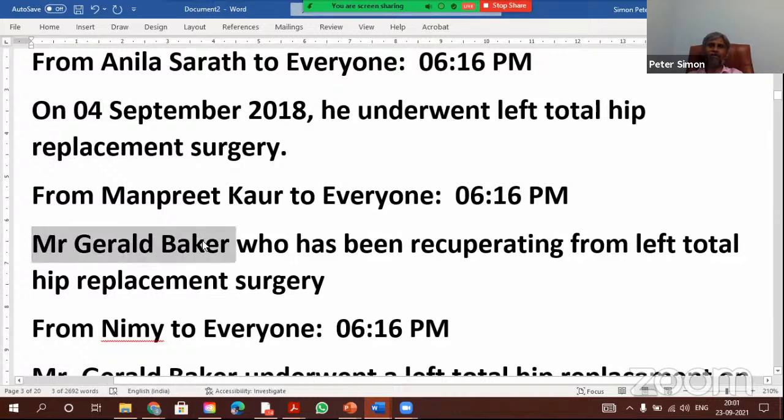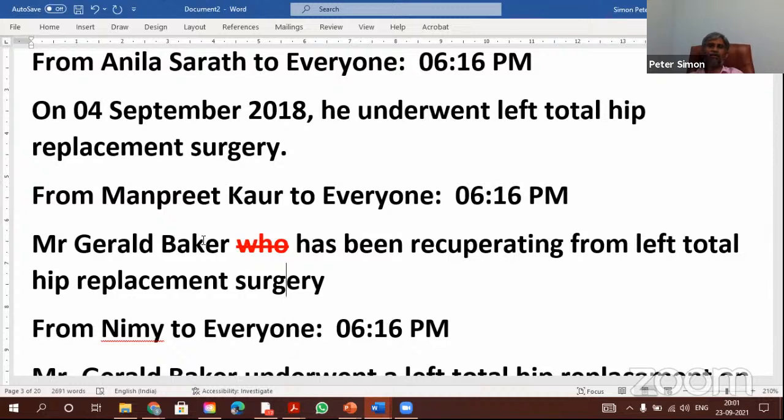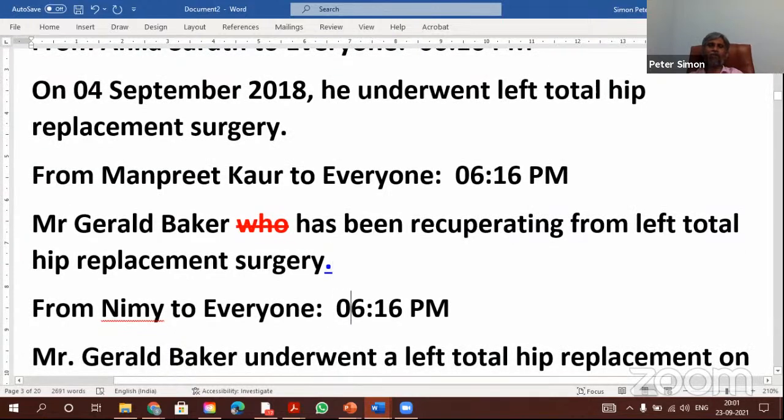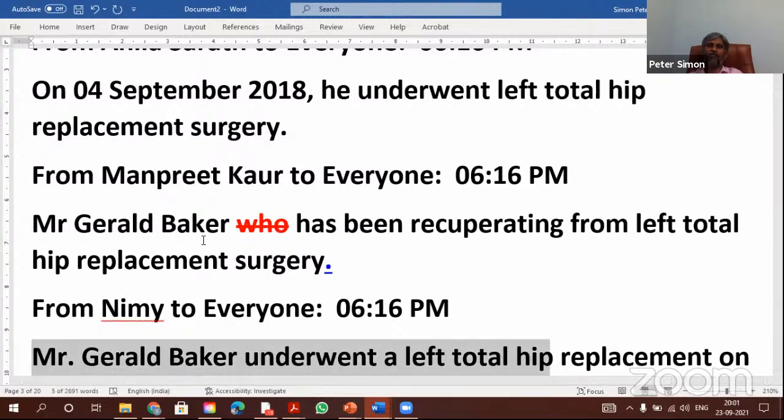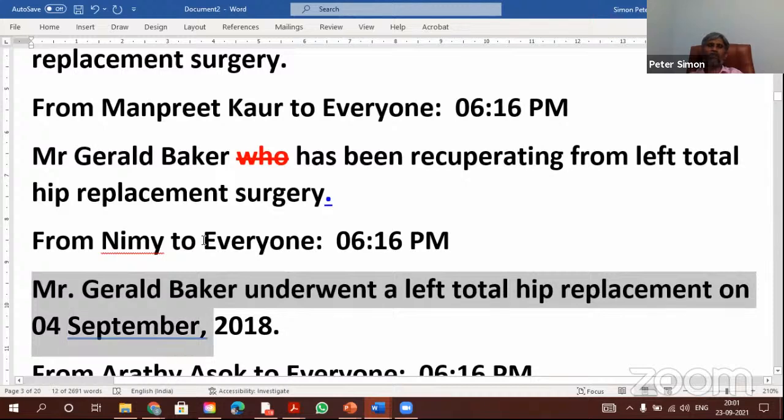Manpreet Kaur. Mr. Gerald Baker. Remove who? Has been recuperating from left total hip replacement surgery. Full stop. Compulsory. How can you write a sentence without a full stop? Where will the bus stop without a bus stop? Mr. Gerald Baker underwent a left total hip replacement on 4 September 2018.